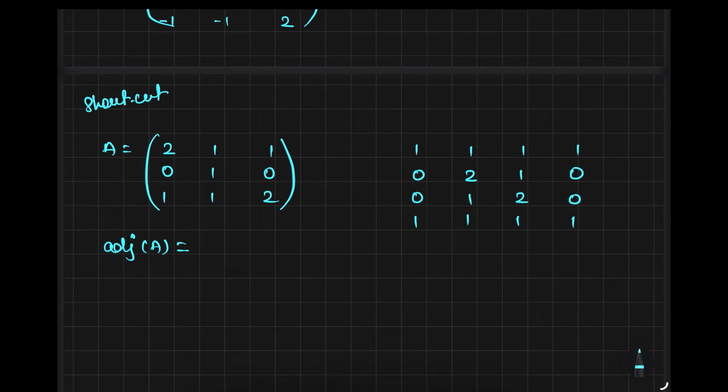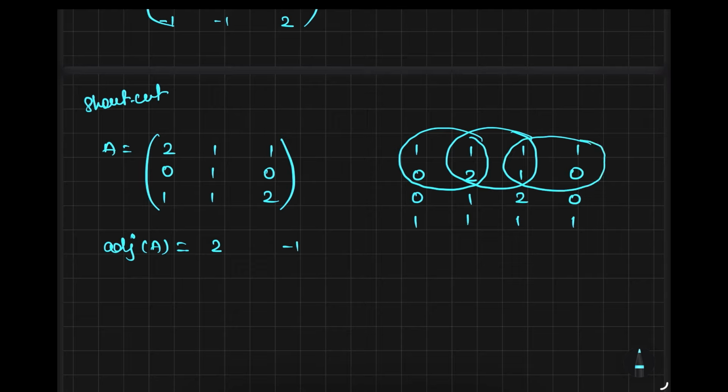Now to get the first element, find out the determinant of this. So 2 minus 0 is 2. Then 1 minus 2 is minus 1. Then 0 minus 1 is minus 1. Okay, now you have to write down here. You need not worry about the signs, directly find out the determinant. So 0 minus 0 is 0.